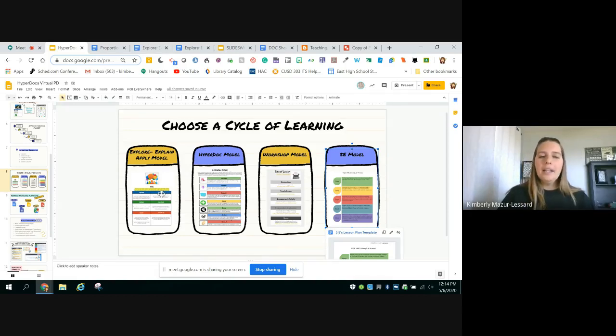So I highly encourage you to take a look at these learning cycles and think about what's the best approach for your students. And just a reminder that if your students are new to HyperDocs, you're probably going to want to start with a simpler approach. Get them used to what a HyperDoc is, how they enter into that learning process, because it is quite different. And then you can begin to build from there.